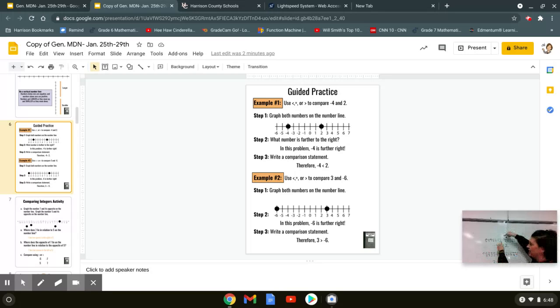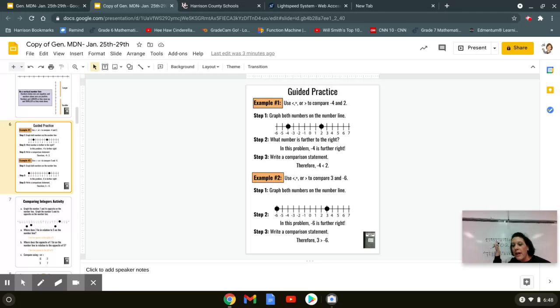Notice I have 0 in the middle, like we learned last week, and we have our numbers increasing 1 through 7. You're used to seeing number lines like that, with it being 1 through 7. And now we're going to work to the left of 0. -1, -2, -3, -4, -5, -6.